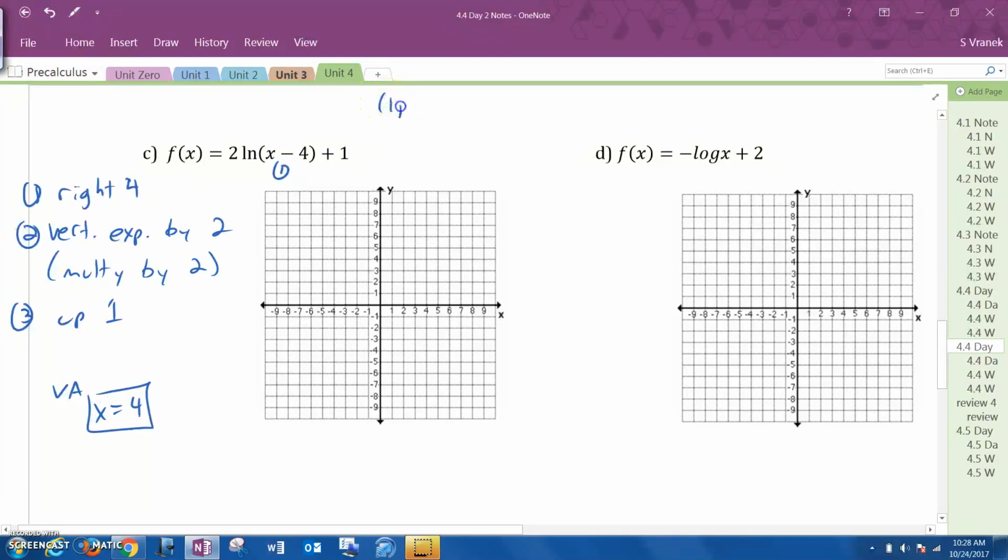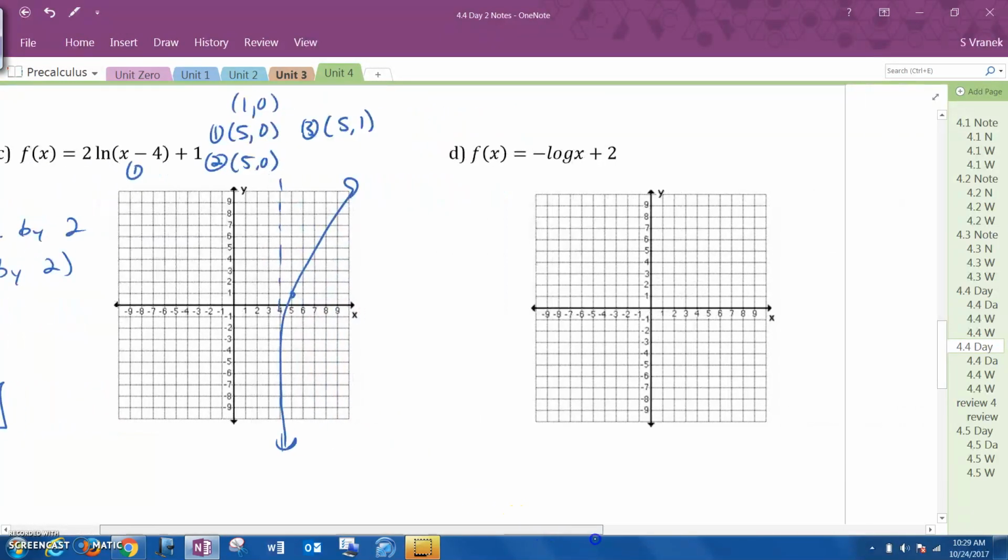Then for my point, I start at (1, 0). If I move it right 4, I'm now at (5, 0). If I expand it, multiply the y by 2, we're still at (5, 0). That doesn't stretch that point. And then finally, the third spot where the point is, we're going up 1, we're at (5, 1). So I have a vertical asymptote at x equals 4. I have a point at (5, 1). And it is more stretched, so you can exaggerate that if you want. But other than that, I really just care about the vertical asymptote and the point.